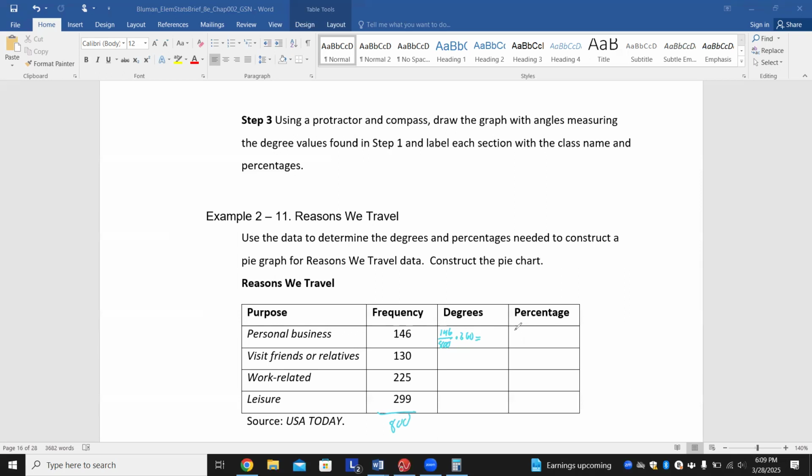All right, and then the percentages, same concept. It'd be 146 divided by 800, but this time now times 100. And so then you can write out all of your correct procedures. And just so you know, this total should be 360.